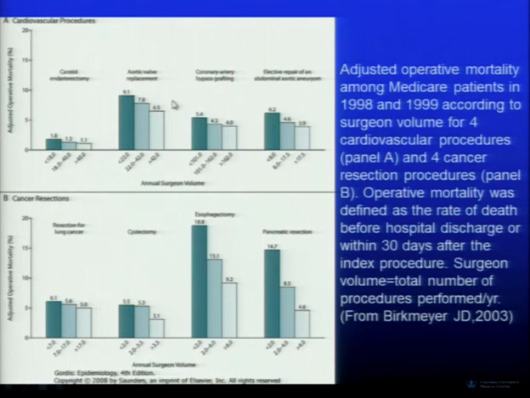So let's look at this. This is aortic valve replacement. If the person does less than 22 per year, the adjusted operative mortality rate, that short term right after surgery, is up at around 9.1. Whereas if they do more than 42, it drops down to 6.5. And that's a big difference.